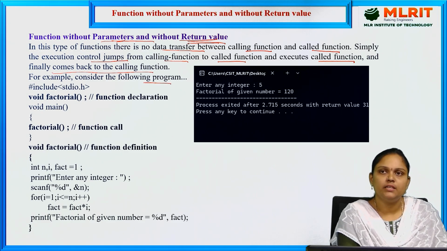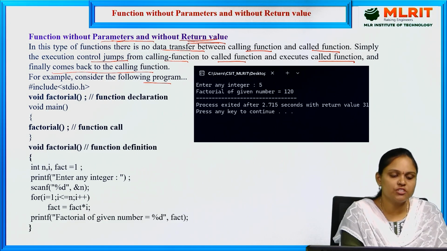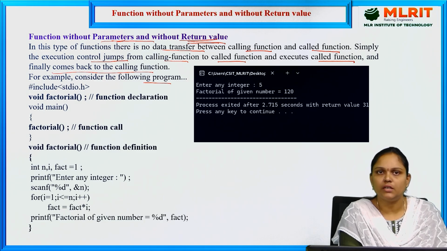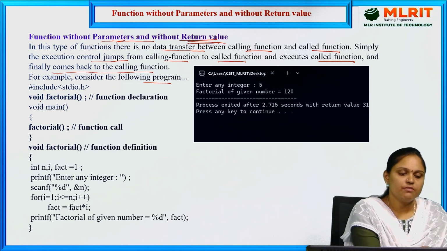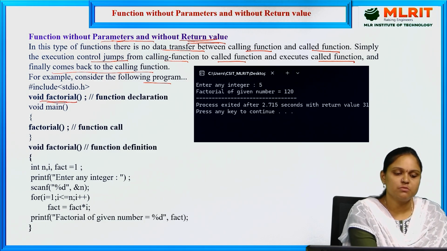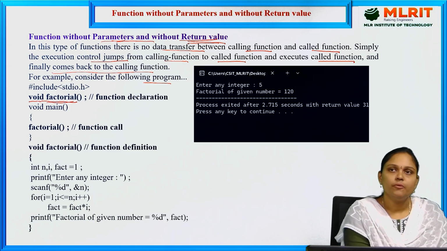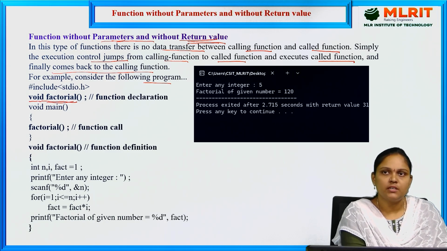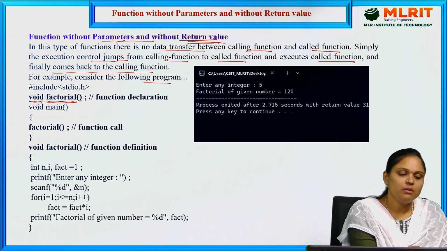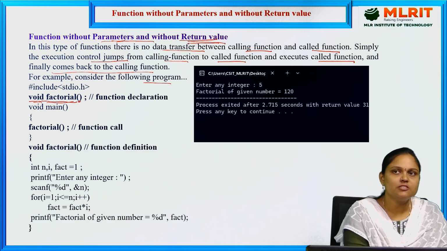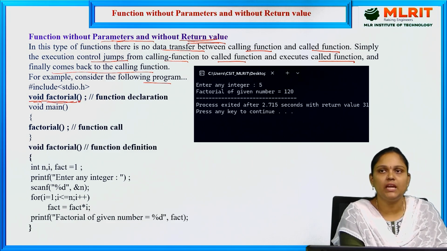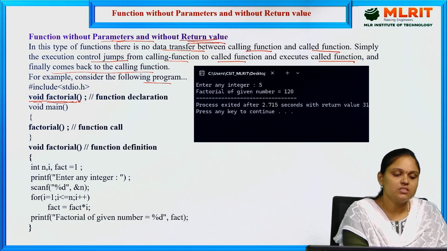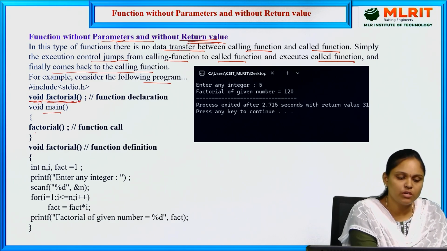Here we are writing the code to find the factorial of n number using functions without parameters and without return value. Here is the function declaration, void factorial. Factorial is my function name and void is nothing but the return data type. Void has no value, that is the reason why we are using void as the data type. In the brackets, the parameter list is also empty, so we are not giving any kind of input to the factorial function. So this is a function declaration, and next inside the main function we are making the function call.